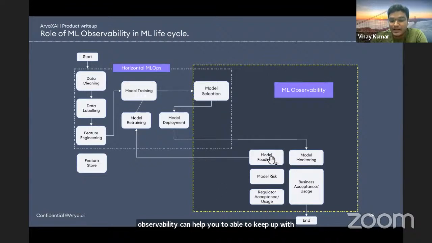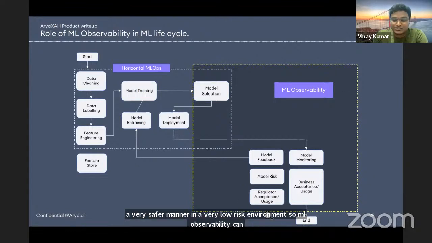If you have a good ML observability framework with all the challenges that we discussed being addressed in it, you could actually guarantee a better success of these models in a much safer manner, in a very low risk environment. So ML observability can differentiate those three key variables between business to business or use case to use case.